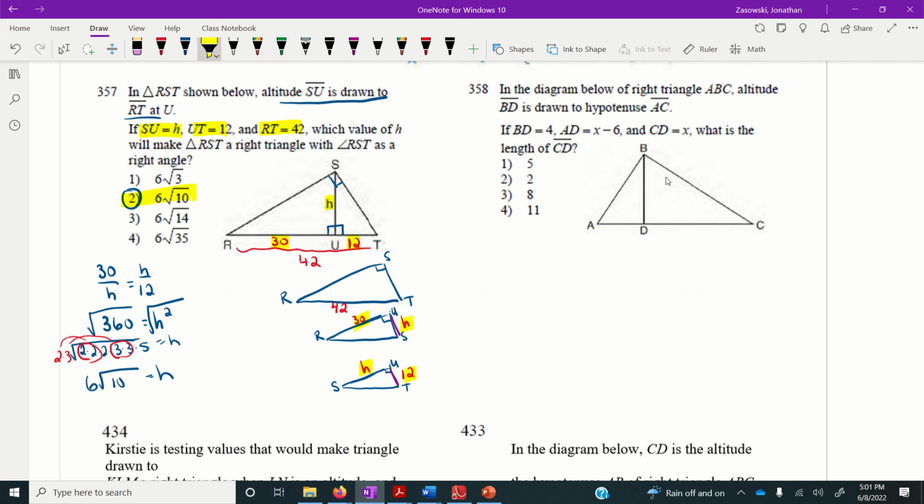All right, let's go to 358. Okay, so in 358, we have the same thing. We have an altitude drawn to the hypotenuse again, so we know that we're doing our 3 triangles. We have BD, which is 4. We have AD, which is x minus 6, and CD is x. What is the length of CD?